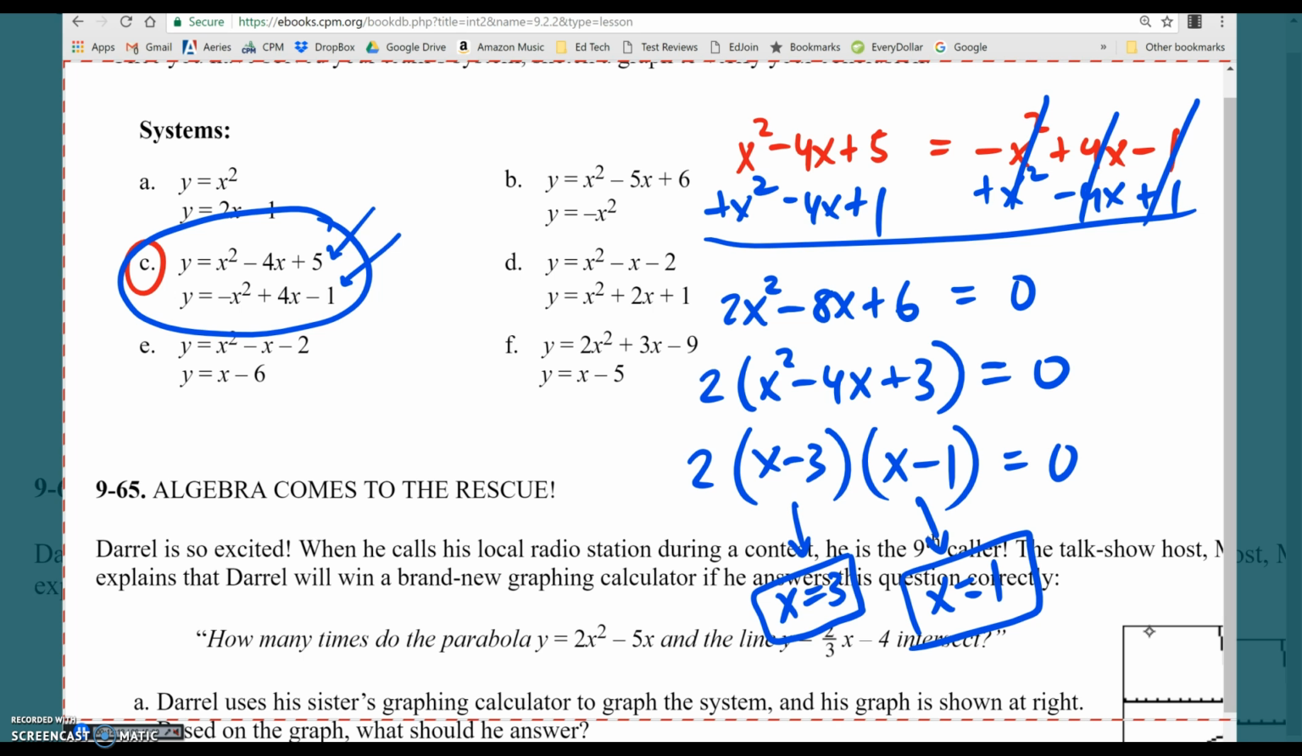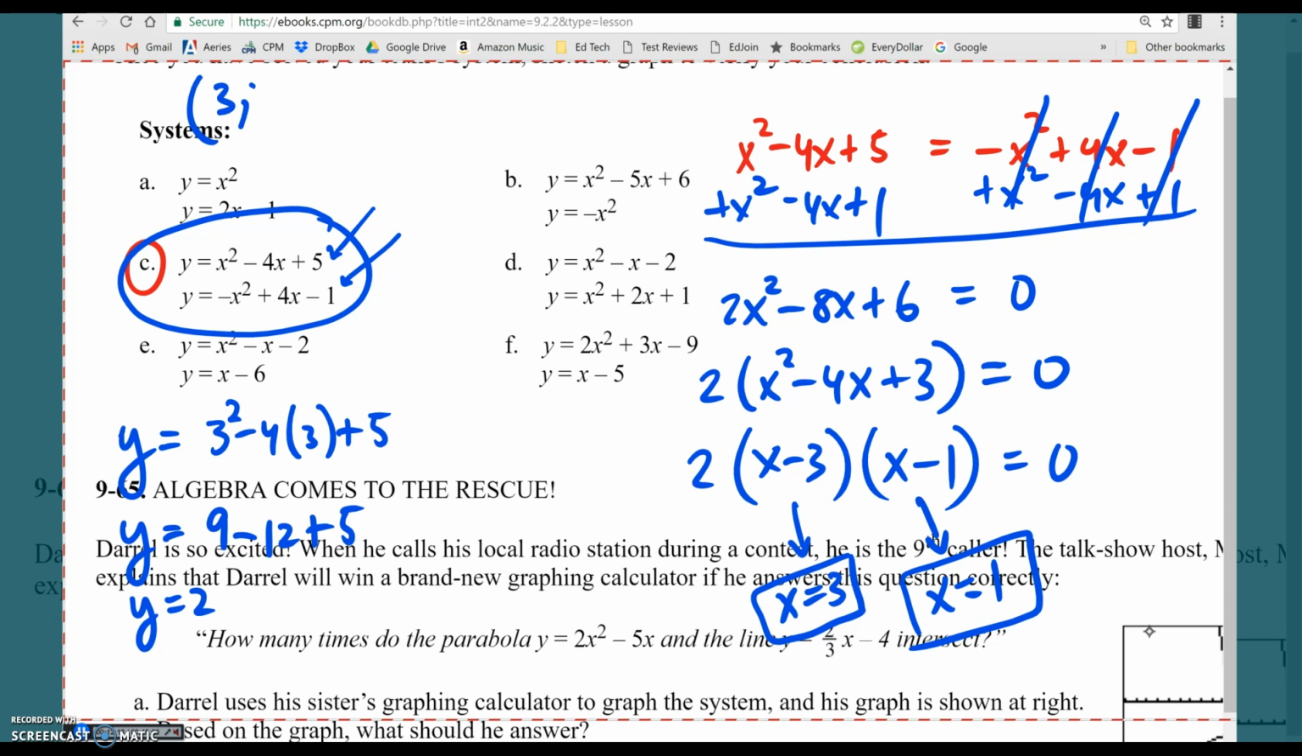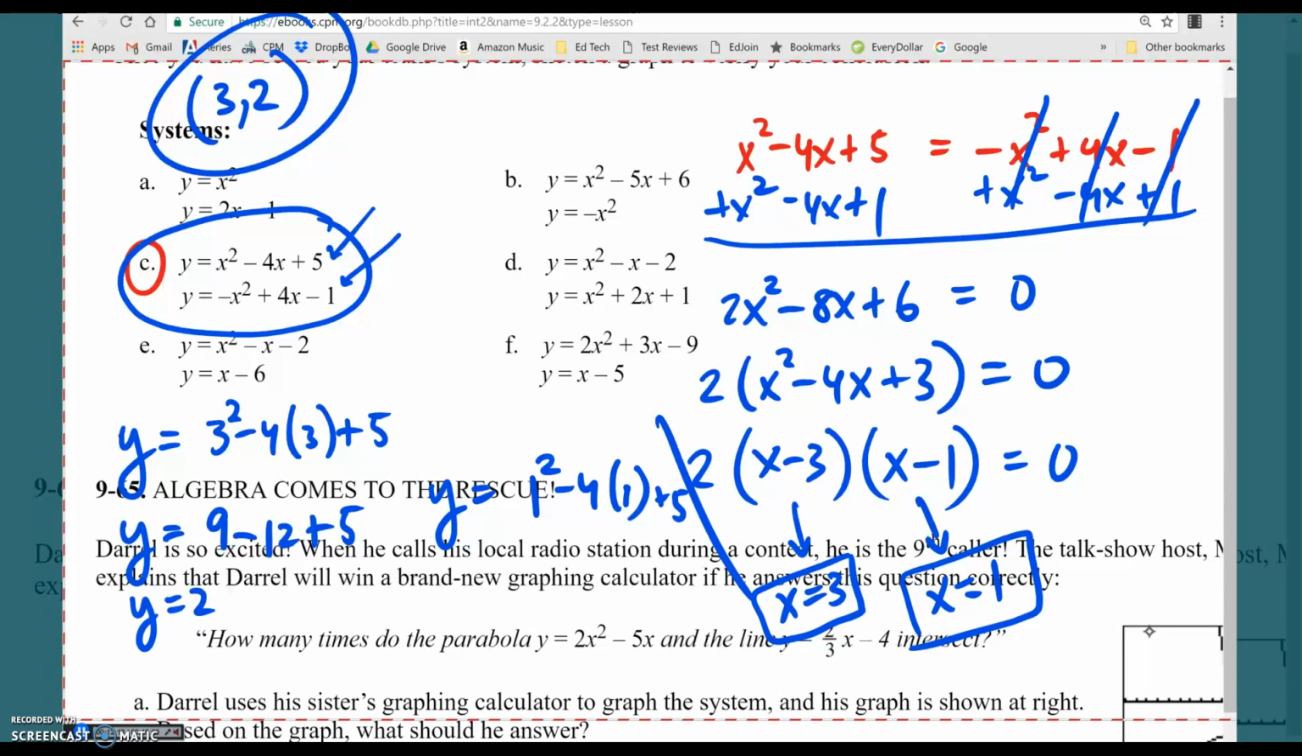I think the top one looks easier, so I'm going to substitute into that one. So y equals 3 squared minus 4 times 3 plus 5. That gives me 9 minus 12 plus 5, which is 2. So y equals 2, and that tells me my intersection point is (3, 2). There's one of them. I'm going to do it again for the other one. y equals 1 squared minus 4 times 1, and then plus 5. Sorry, running out of space. So y equals 1 minus 4 plus 5, and that would also be 2.